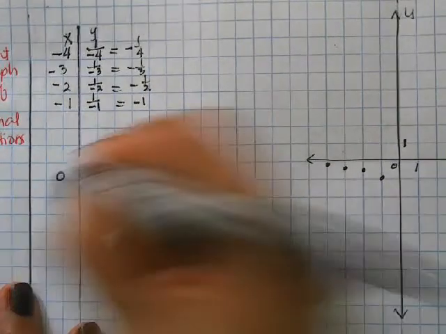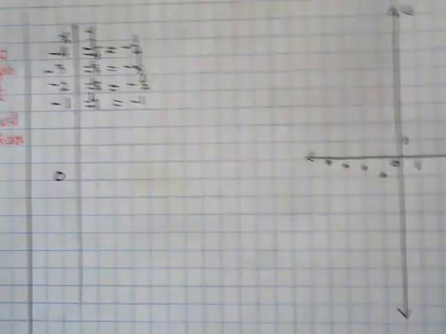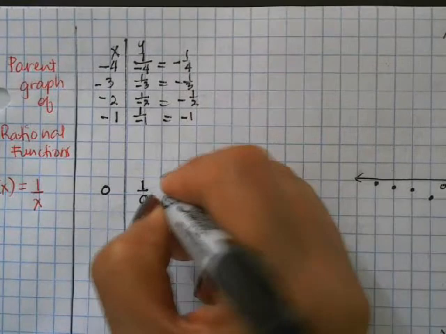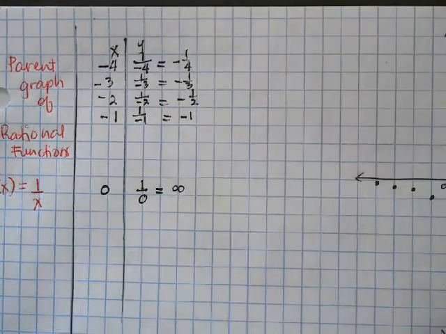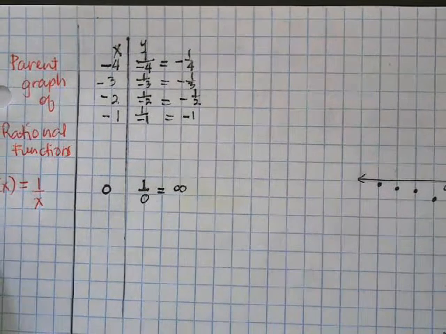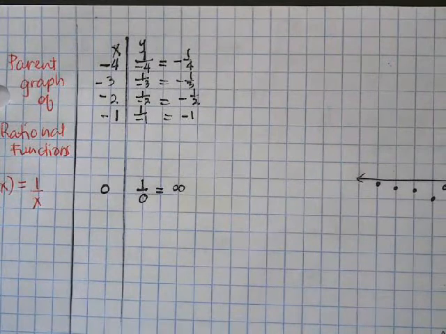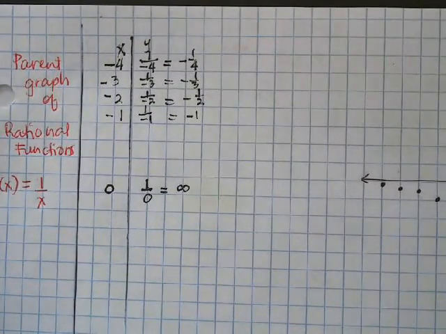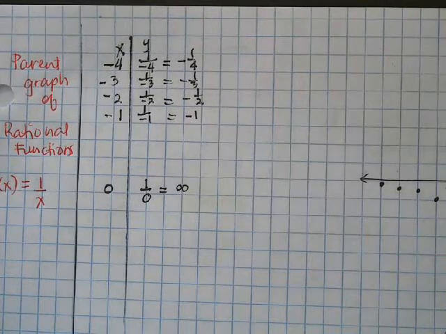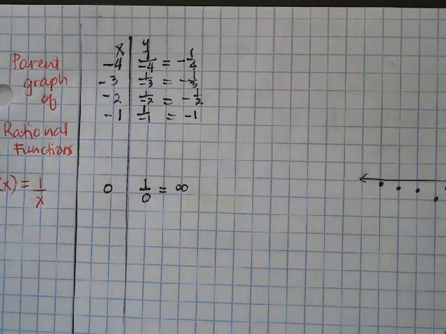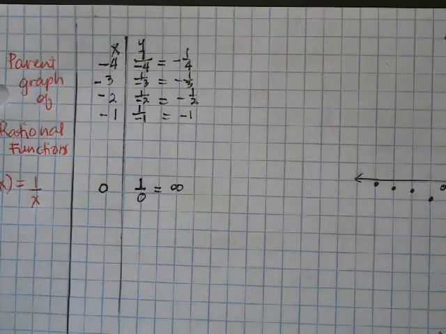Let's study what will happen if x is 0. If x is 0, what is 1 over 0? Okay, that is undefined or infinity. So 0 is not part of our domain. But you ask yourself, when will y, or f of x, be 0? f of x will never be 0 too. Okay, so 0 is also not part of our range.